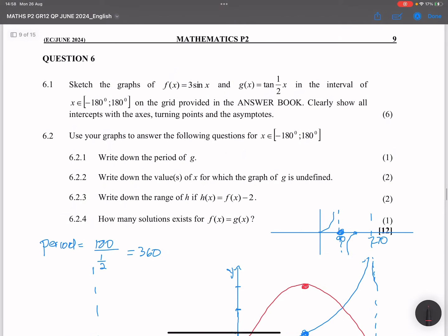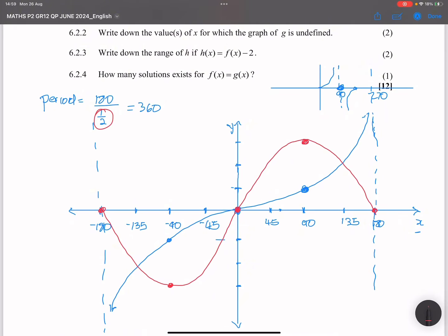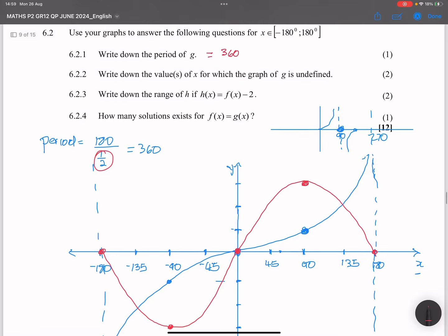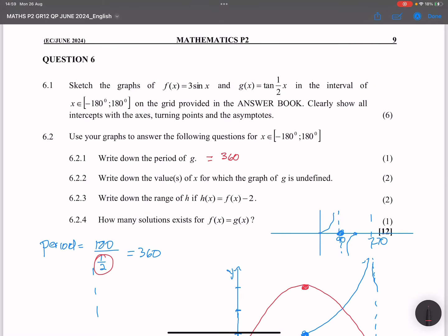Right, now they say to us, write down the period of g. Okay, we've already done that. So the period of g would be 360. We said it's 180 divided by the frequency, and our frequency was a half. So the period would be 360. Now they say to us, write down the value of x for which the graph of g is undefined. So the graph of g is undefined, remember, at minus 180 as well as at 180. That's where we've got our asymptotes, right? So that's x is equal to plus or minus 180.